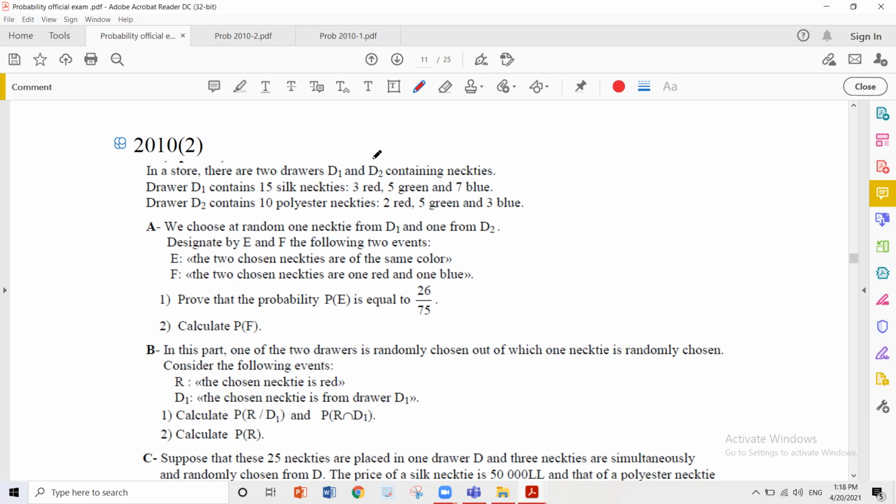So, in a store, there are two drawers, D1 and D2, containing neckties. We have drawer D1. Drawer D1 contains 15 silk neckties. We have three colors: three red, five green, seven blue.